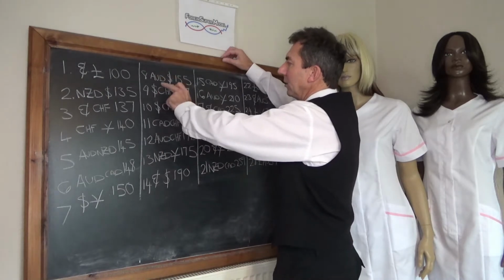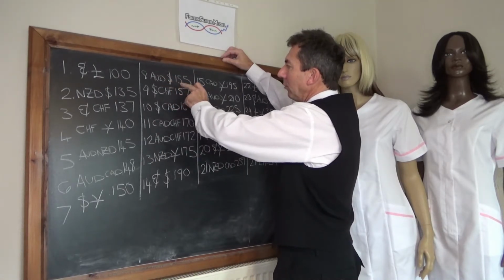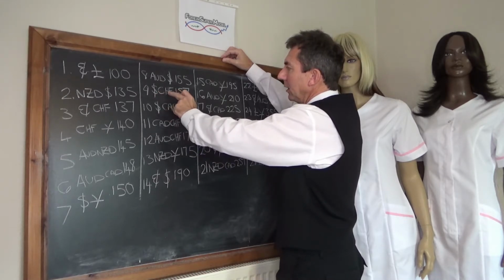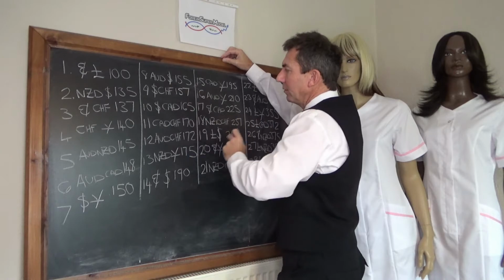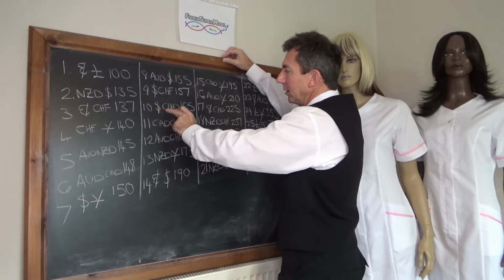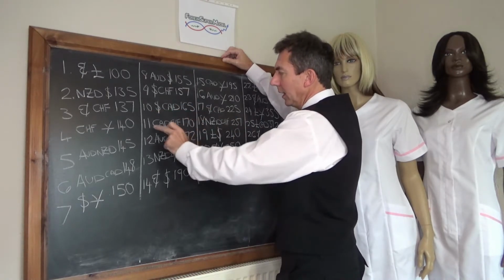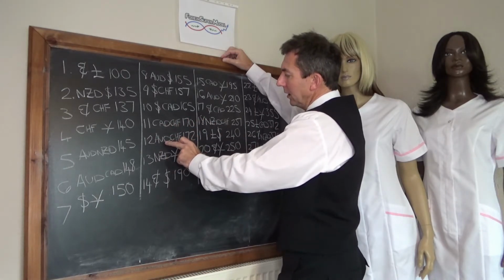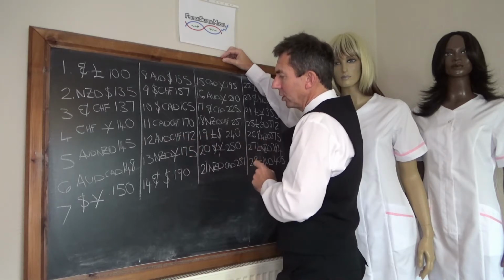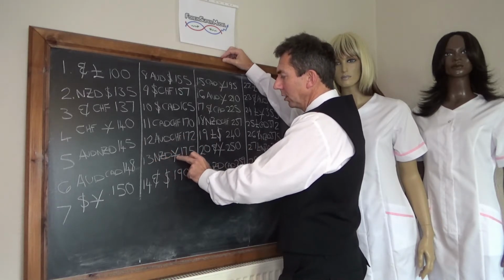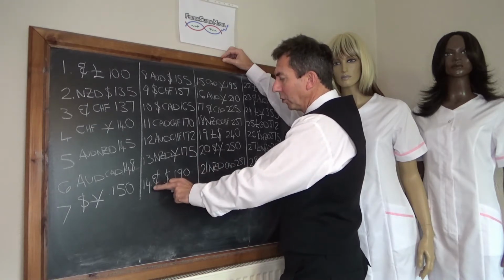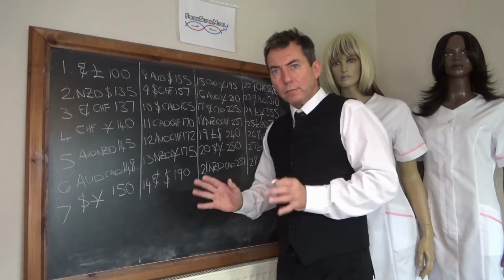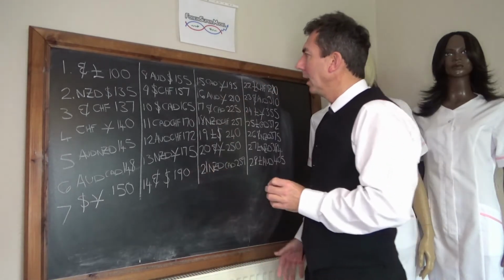So 8 is the Australian dollar USD 155. 9 is the dollar Swiss franc 157. 10 is USD CAD 165. 11 is CAD Swiss franc 170. 12 is the AUD Swiss franc at 172. 13 is the New Zealand dollar yen 175. 14 is the euro dollar at 190. Now, break this up again, so we're halfway.